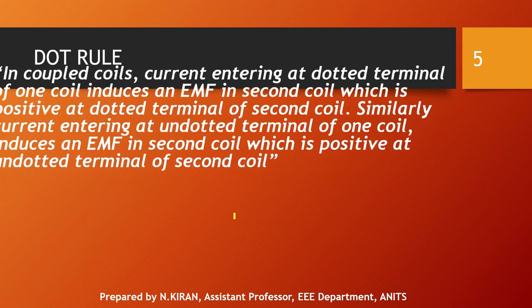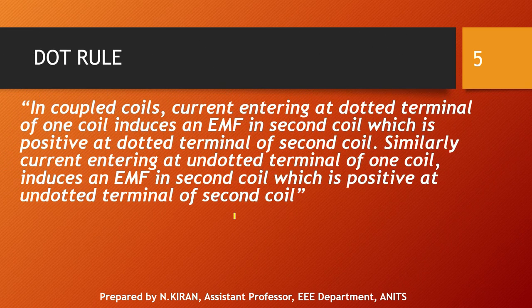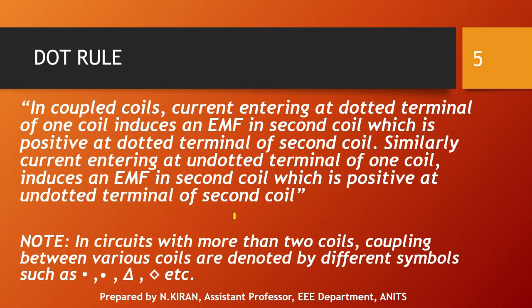The dot rule states that in a coupled coil, current entering at the dotted terminal of one coil will induce an EMF in the second coil, which is positive at the dotted end of the second coil. Similarly, current entering at the undotted terminal of one coil will induce an EMF in the second coil, which is positive at the undotted terminal of the second coil. In circuits with more than two coils, coupling between various coils is generally denoted by various symbols such as square, circle, triangle and rhombus.